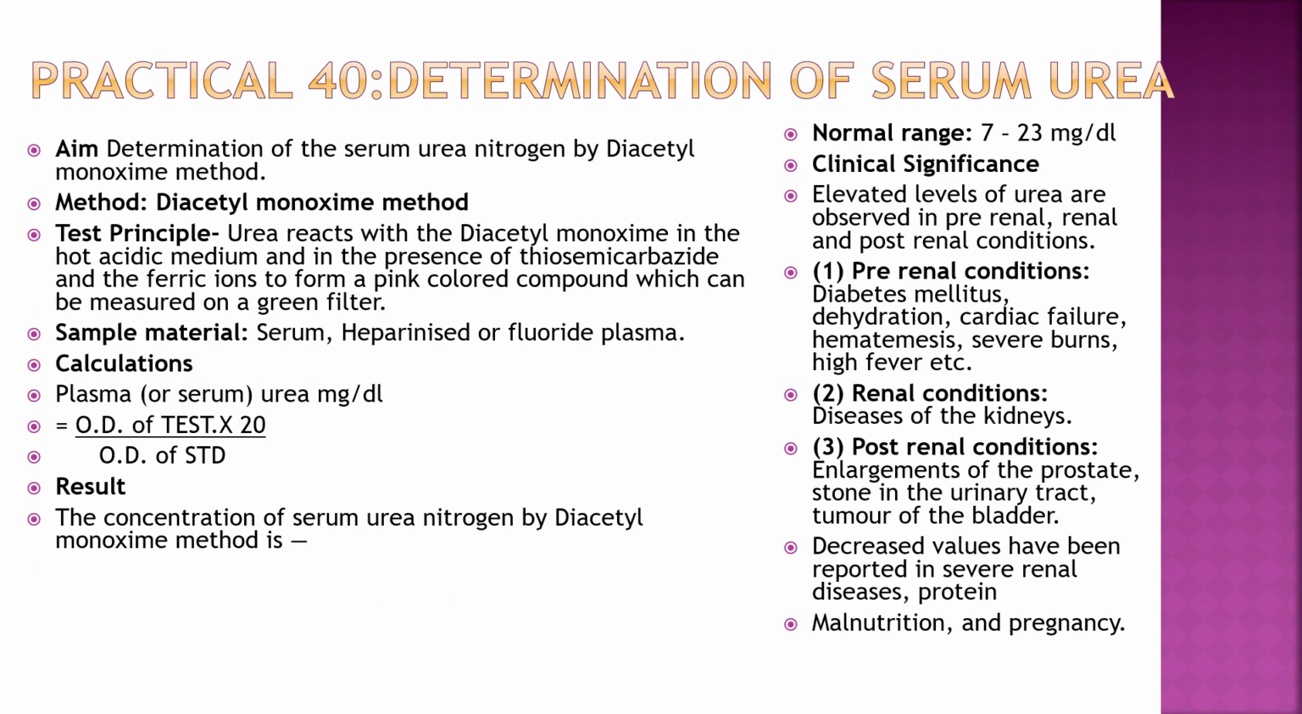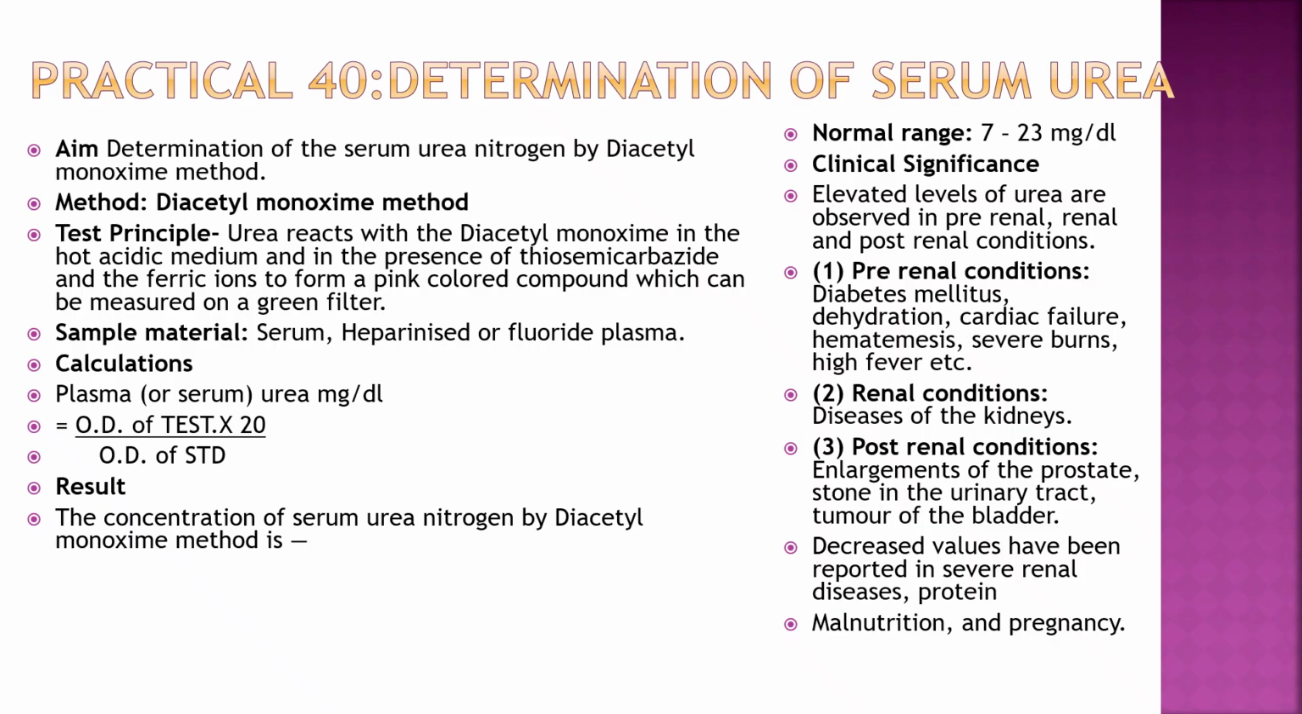Determination of blood urea level. The method is diacetyl monooxime. Urea reacts with diacetyl monooxime, with thiosemicarbazide and ferric ions, to form the pink color compound, and it is measured against the green filter, that is 530 nanometer. After taking three test tubes, reagent and plasma, the OD is taken, and then calculation: OD of test divided by OD of standard into concentration of standard, that is 20.